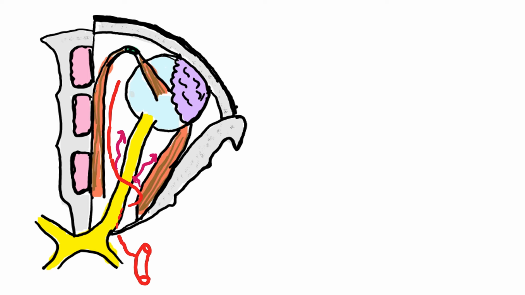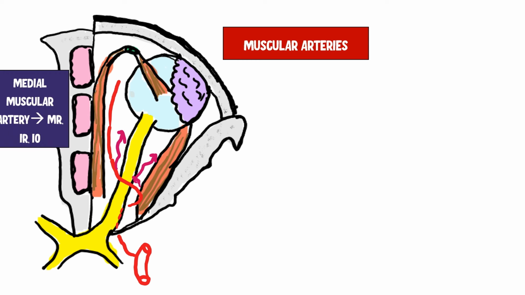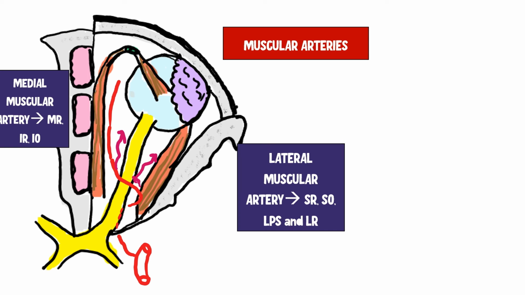Now, 2 more branches come on either side as the ophthalmic artery travels on top of the optic nerve, and these are called the muscular arteries. So we have a medial muscular artery and a lateral muscular artery. The medial muscular artery is going to supply the muscles which are present on the medial aspect. And what are these muscles? These are the medial rectus, the inferior rectus, and the inferior oblique. Whereas the lateral muscular artery supplies the superior rectus, the superior oblique, although they are present superiorly, but still, the lateral rectus and the LPS.